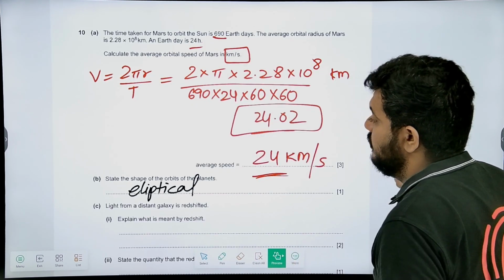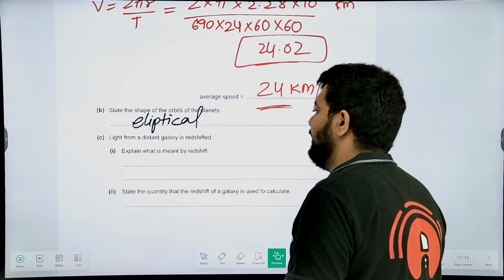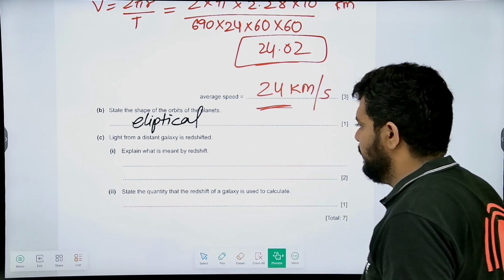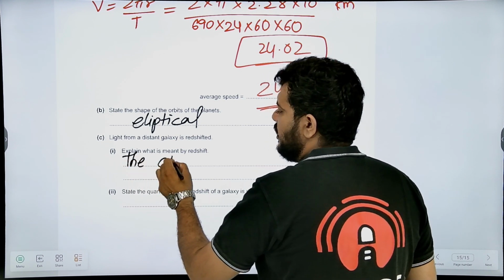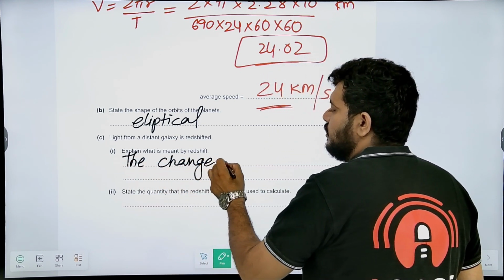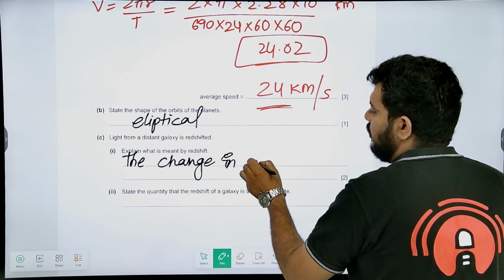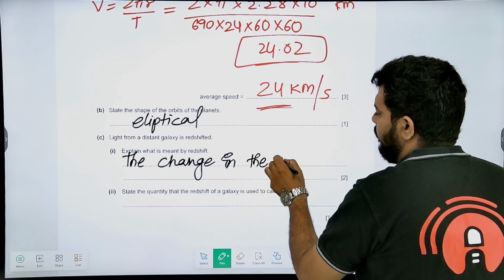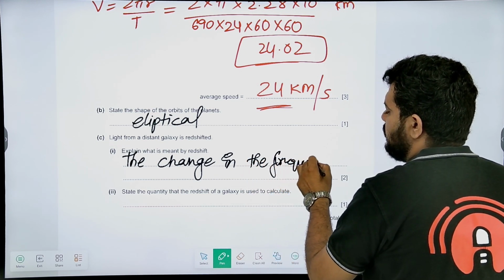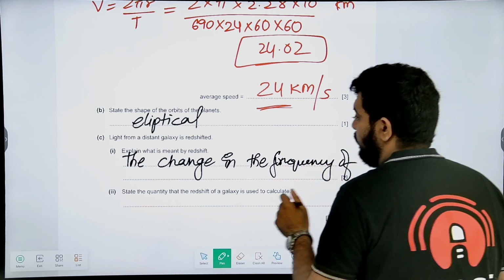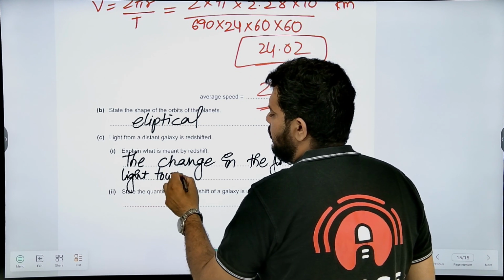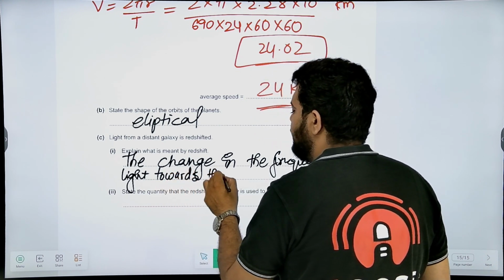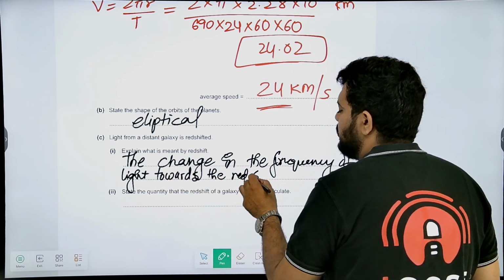Right. Light from a distant galaxy is red shifted. Explain what is meant by red shift. The change in the frequency of light towards the red side of the visible spectrum.